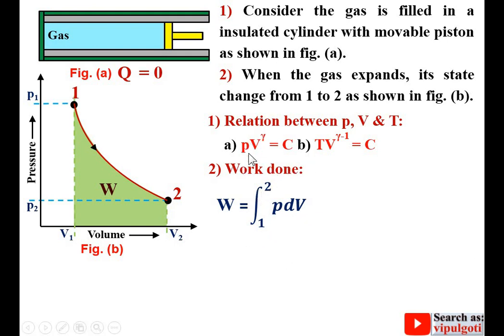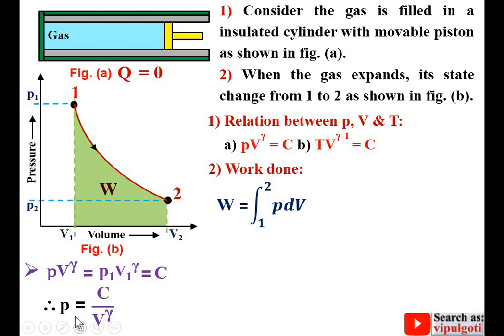Now as you know, PV raised to gamma is equal to constant, so if I say for state 1, then it will be P1 V1 raised to gamma is equal to constant also. So in short I can say PV raised to gamma is equal to P1 V1 raised to gamma is equal to constant. From this equation I can further write pressure is equal to C by V raised to gamma.